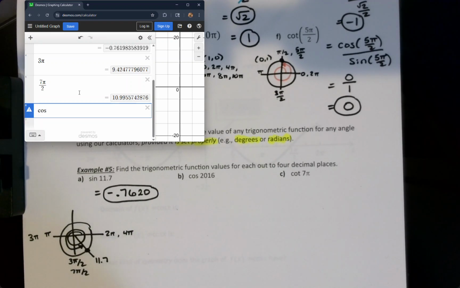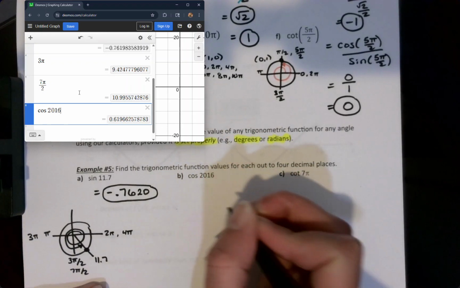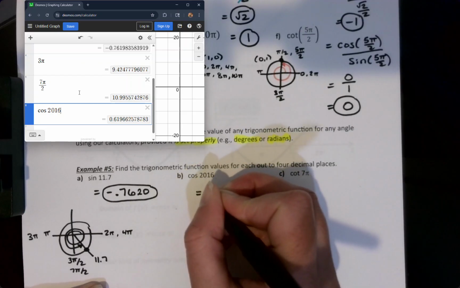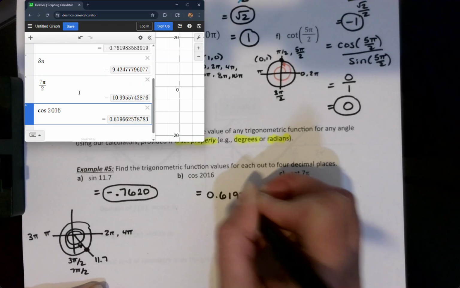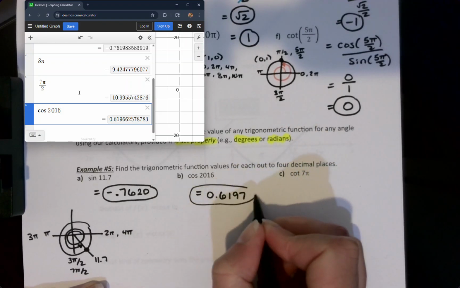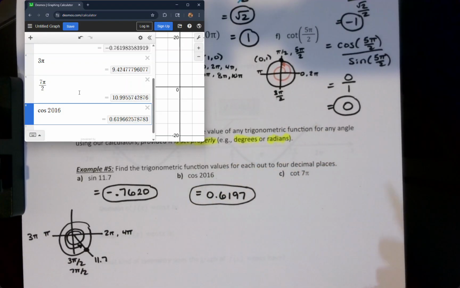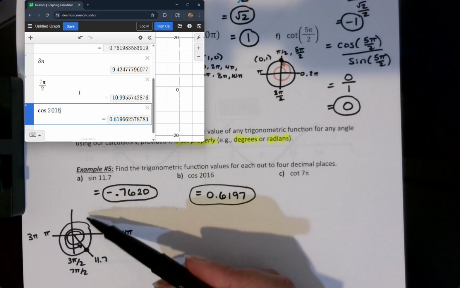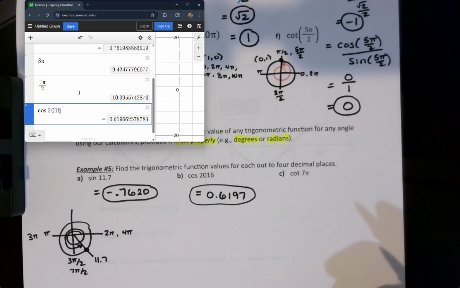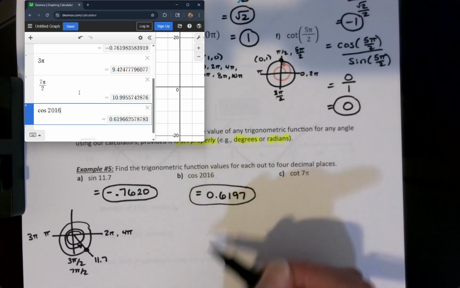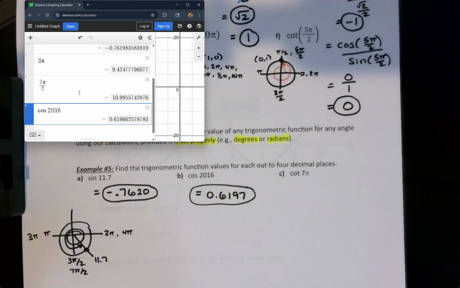So cosine of the angle 2016 radians would give us 0.6197 as the cosine value. I don't know where that angle is, but it must land in either quadrants 1 or 4 because the cosine value is positive. That would be a lot of spins around. It's going to be really big to find, so we'll leave that one alone.